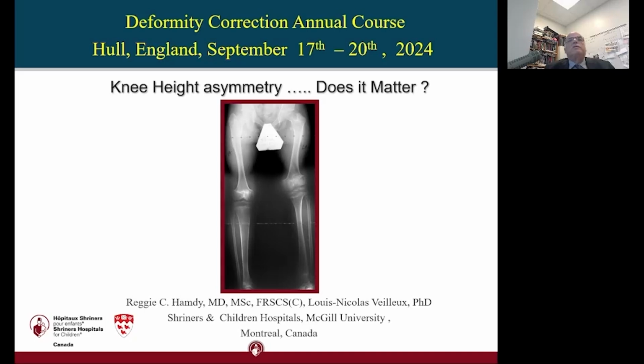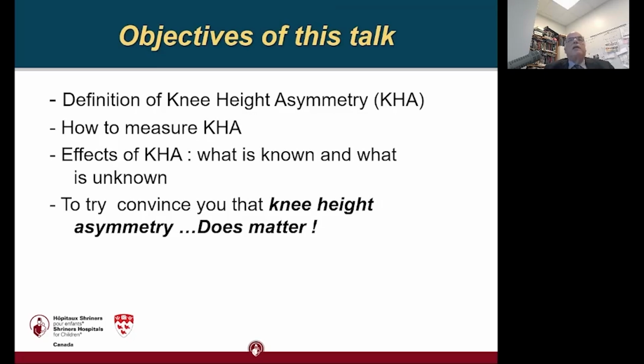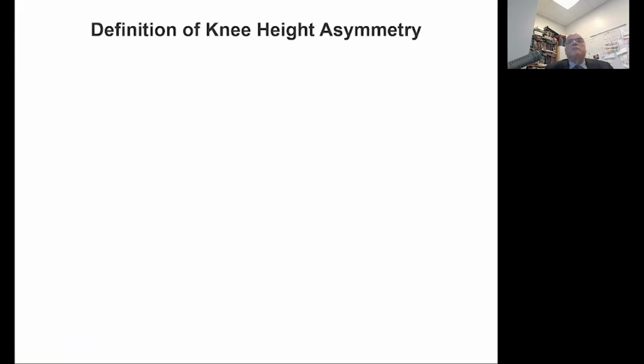So today we are going to talk about knee height asymmetry, and does it matter? I have nothing to declare. The objective of this talk, first, will go through the definition of knee height asymmetry, how to measure this asymmetry, what are the effects of knee height asymmetry, what we know, and more importantly, what we don't know. And at the end of this presentation, I will try to convince you that knee height asymmetry really does matter.